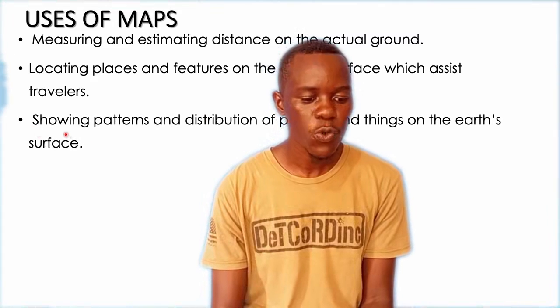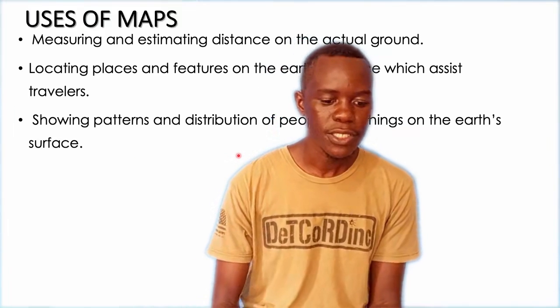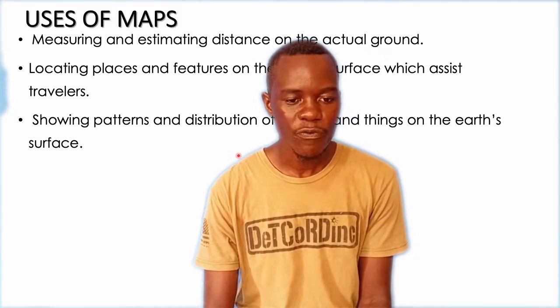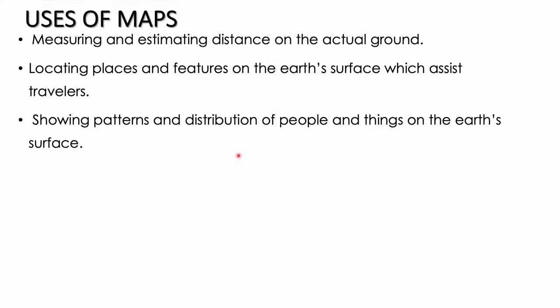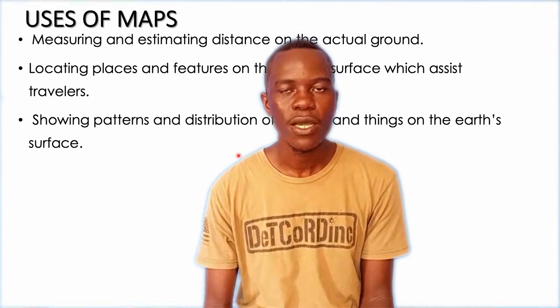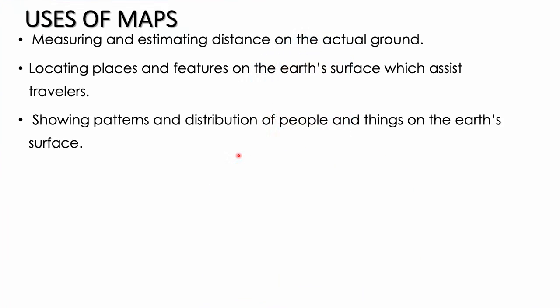Maps also help show patterns and distribution of people and things on the Earth's surface. This is possible because the map shows the distribution of people, as in where exactly the tribes of people are located, or what a group of people are doing in a particular region or area. This is possible because the map will always illustrate or portray such patterns.